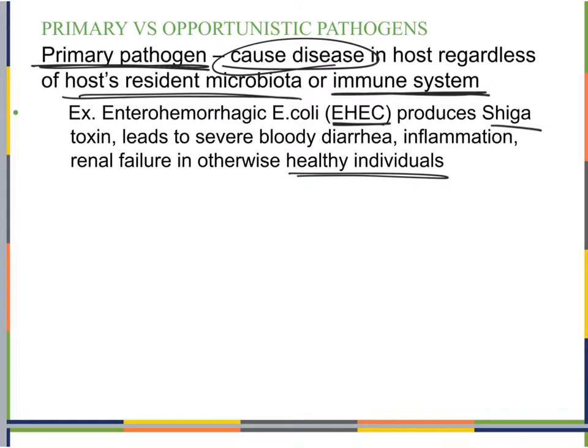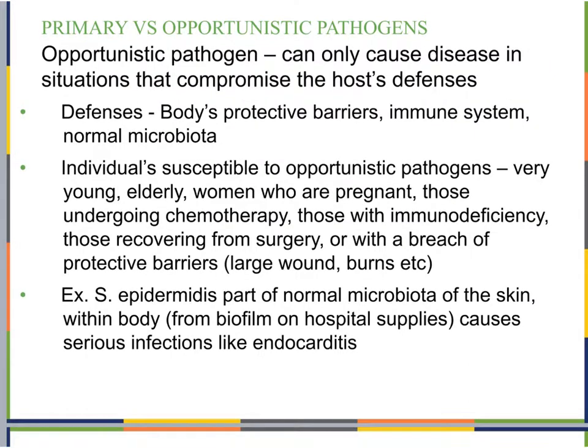So that is a primary pathogen where if you get it, you're likely going to get the disease, very, very likely. Something like Ebola, which is very infectious. If you come across it, you are likely going to get it. Now, when we talk about an opportunistic pathogen, on the other hand, an opportunistic pathogen is one that can only cause disease in situations where the host's defenses have been compromised. So in this case, we would have to have some sort of decrease in health level. We would have to have some sort of decrease in the immune system, for example, or maybe an unhealthy microbiome.